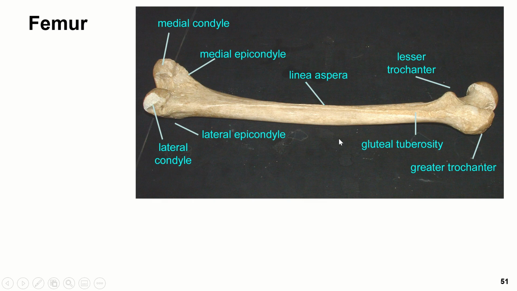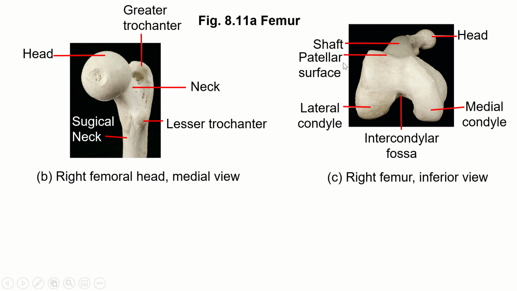Let me go back here and say one more thing about these condyles. Notice how far back the smooth surface on these condyles goes. And that is so that you can flex your knee all the way to essentially bring your heel up to your butt. Okay, so the front of the femur has this smooth patellar surface. The back of the femur has the round condyles, and it also has the lesser trochanter on it.